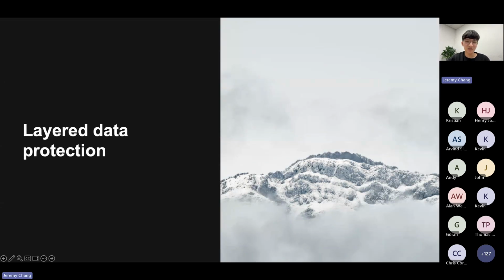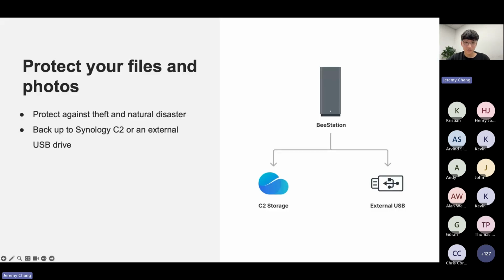And finally, we can't forget to back up and protect your BeeStation. Whether that's against theft or natural disaster, we always recommend backing up your files and photos. So that could be to Synology's own C2 storage service, or you can use one of the USB ports on the back to back it up to an external USB drive.